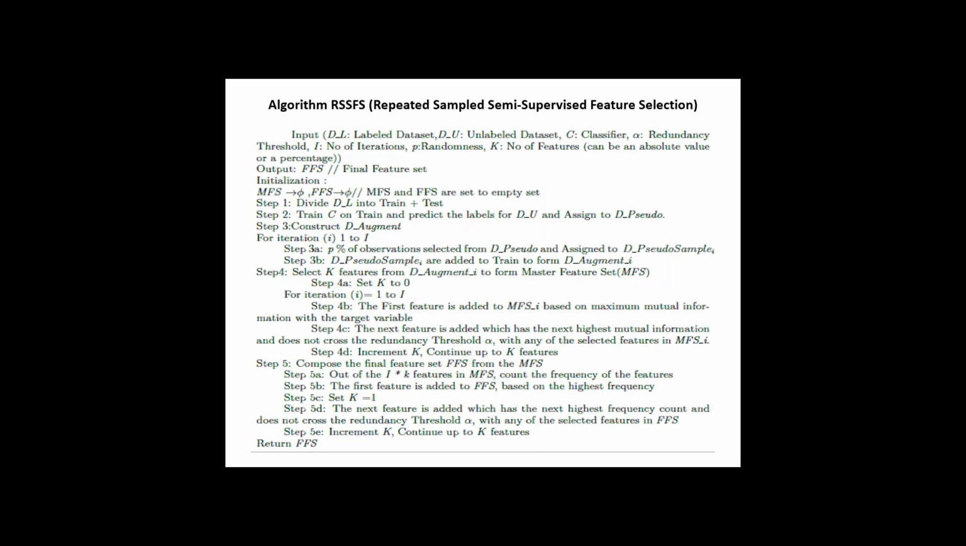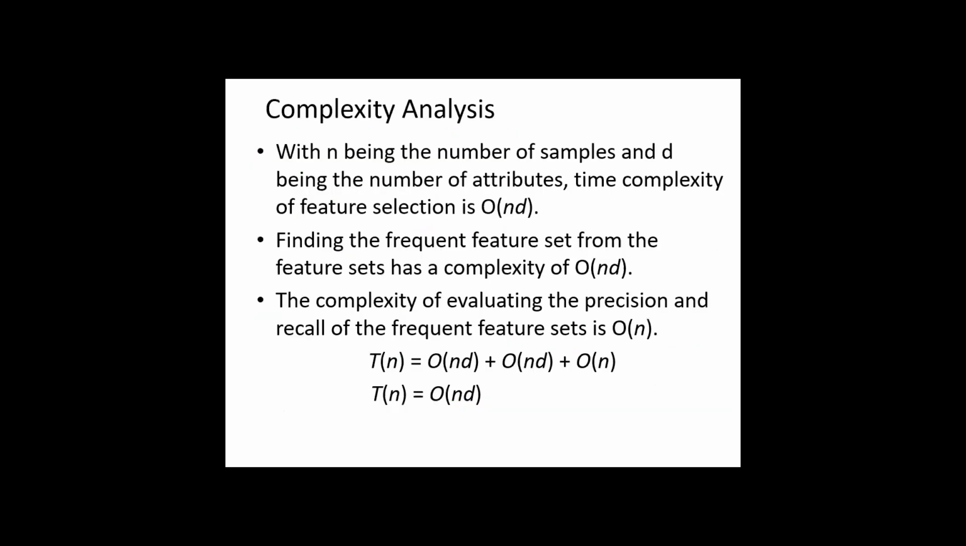This is just a snapshot of the algorithm that we used. The complexity was coming to O(ND), where N is the number of samples and D is the number of attributes. And for finding the feature set for every iteration, it is the complexity of big O of ND. So finally, the complexity comes to big O of ND.